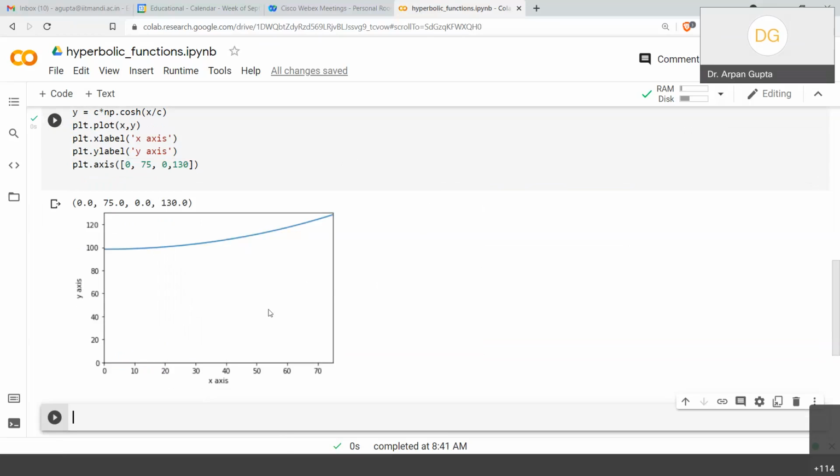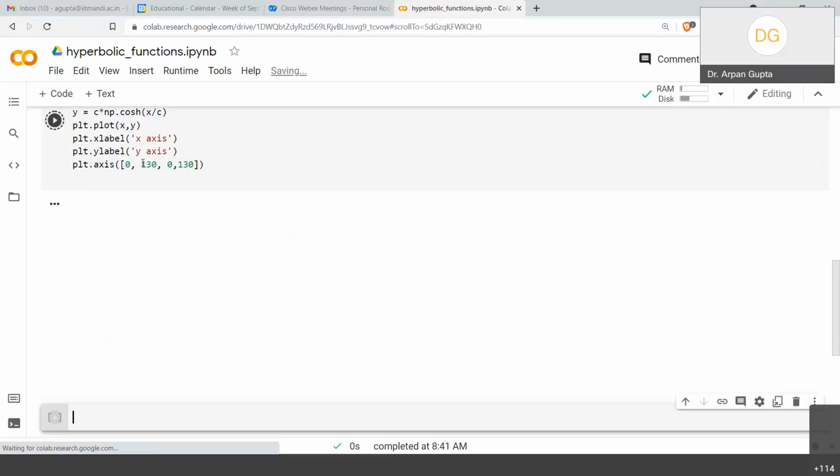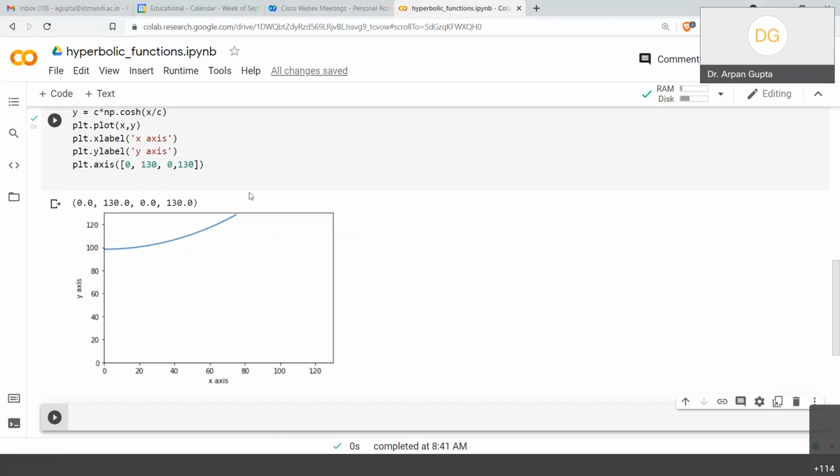This gives you a more realistic picture of how a transmission cable hangs. This is a half symmetric part of the transmission line cable, and with equal axes, let's make this also 130. Yeah, this is more equal axis, so it gives you a better picture. This is how the transmission cable hangs, and this curve is actually your cosh curve. That's what I was saying in the lecture.